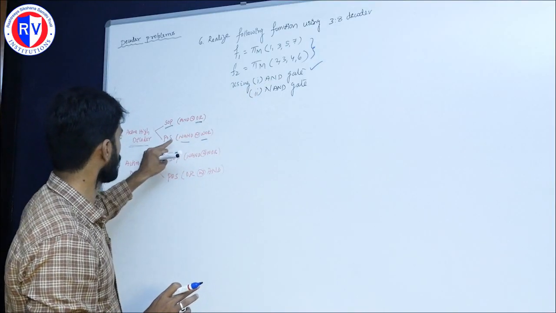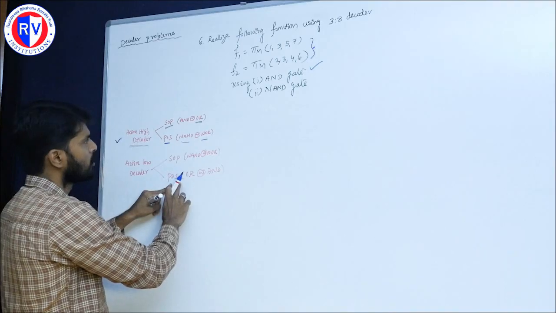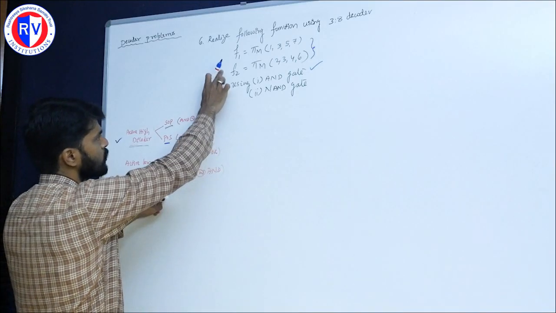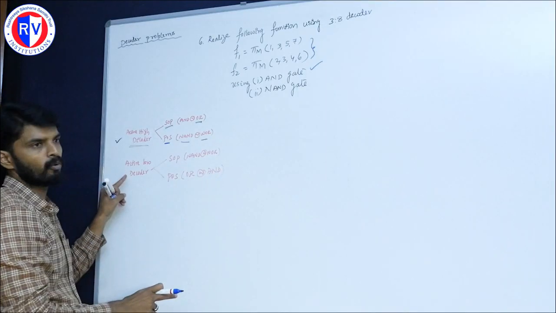This POS equation I need to realize with the AND gate. So then where is the POS? Here NAND and NOR are not possible. Now we will come to POS. In order to realize this POS equation using an AND gate, which decoder do we need? We need an active low decoder.